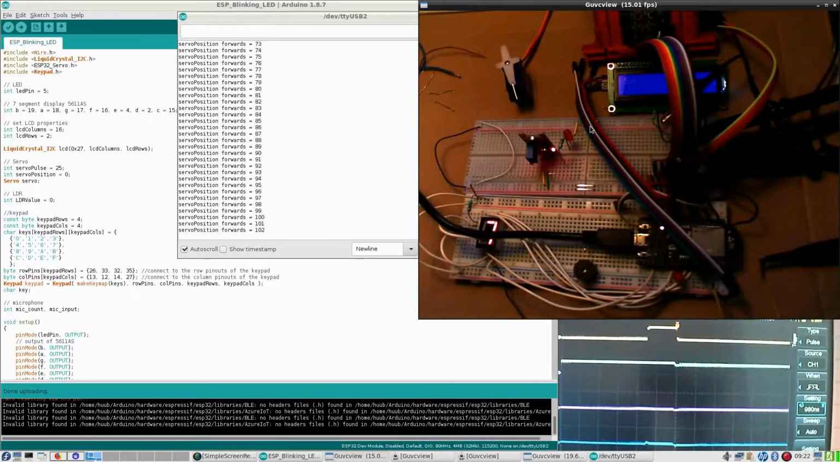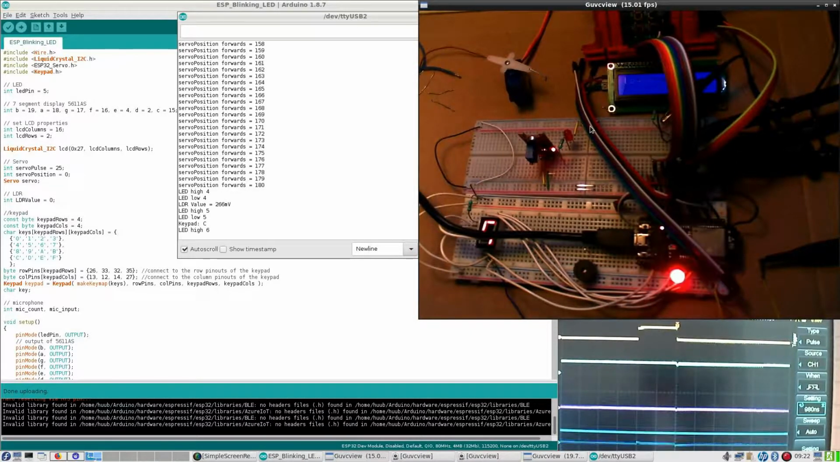Wow, the servo works. That is nice to see. Last time it didn't work at all. Okay, LDR value works. Buzzer, not so much. Again.